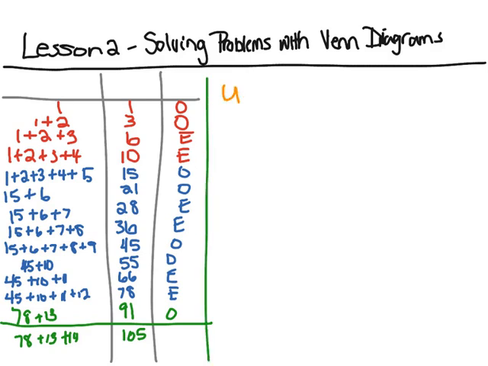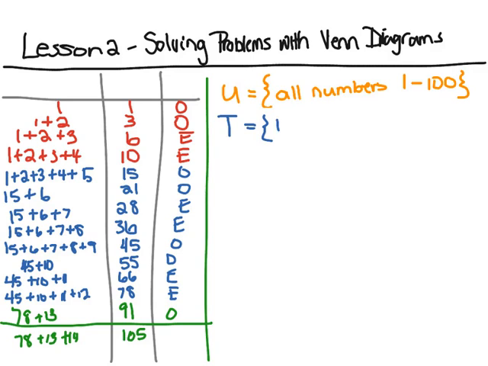We have U, which is our universal set, so it means everything. So it's all the natural numbers from 1 to 100, all the counting numbers. We can just say 1 to 100, that's enough. Now we're going to do T. T is all our triangular numbers from 1 to 100, so we're just going to list all our triangular numbers.